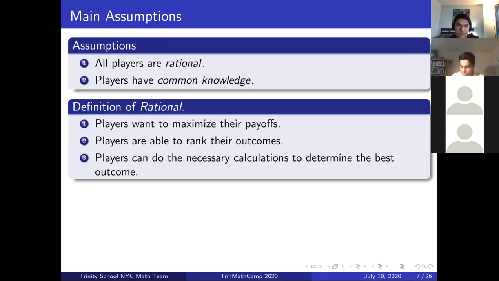But we define this in game theory in a very specific way. Players who are rational, we say that players want to maximize their payoffs, so the values that come with their outcomes. Players are able to rank their outcomes properly, so they're able to choose some sort of preferences over outcomes, saying which one they want more than the other. And we say that players can do the necessary calculations to determine the best outcome. So in some ways, you can think about it as they'll always do what's in the best interest for them, right? And they can calculate if one strategy is better than the other and which one to play or which action to take. And so those are the 3 assumptions we make when we say all players are rational.